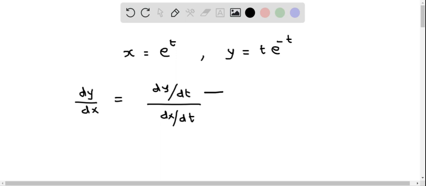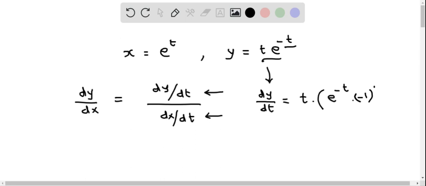So here we have to first find dy by dt and then divide that by dx by dt. So let's find dy by dt using y. I'm going to find the derivative of y with respect to t, and here we have to apply the product rule of differentiation. So let me first put the t and then multiply this with the derivative of e power negative t, which is e power negative t times the derivative of negative t, which is negative 1, applying the chain rule. And then we put the second term, that is e raised to the power of negative t, multiplied with the derivative of t, which is 1.